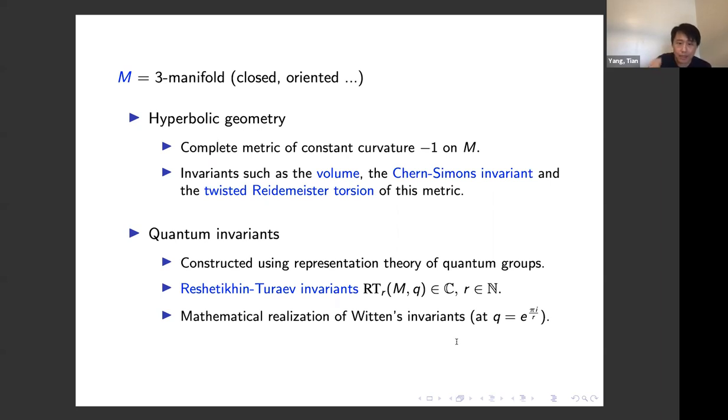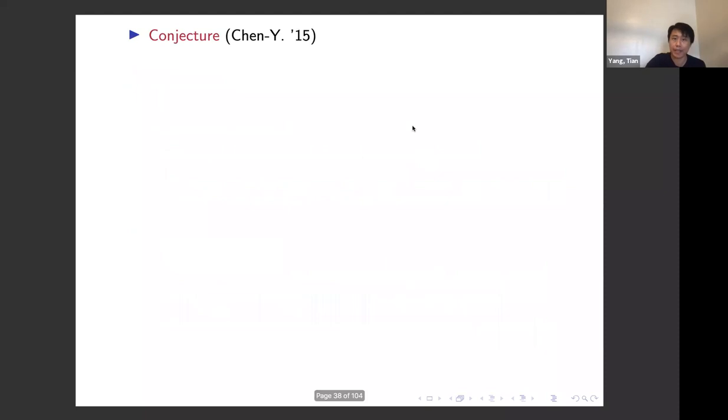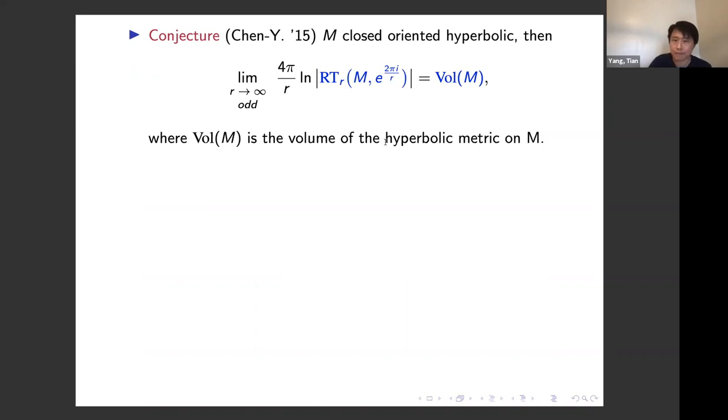Okay. So people consider this as a theory coming from physics. And in this case, the volume conjecture, namely the relationship between the Reshetikhin-Turaev invariants and the hyperbolic volume, was formulated by Qingtao Chen and myself in 2015, where we consider a closed oriented hyperbolic three manifold. And then we have the following relationship. It's pretty similar to the Kashaev volume conjecture: the norm of the Reshetikhin-Turaev invariants grows exponentially with growth rate the hyperbolic volume.